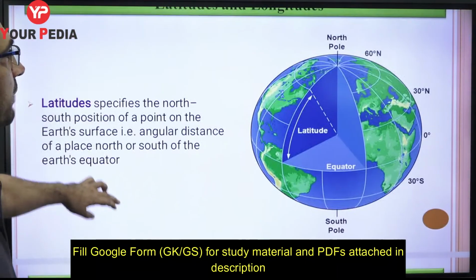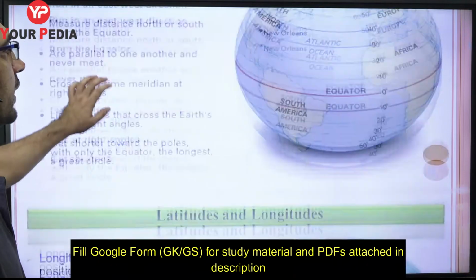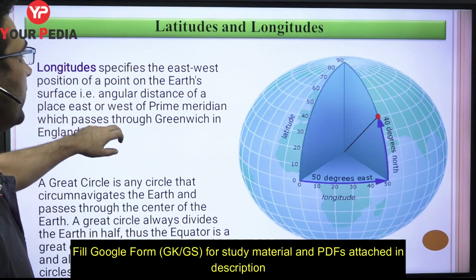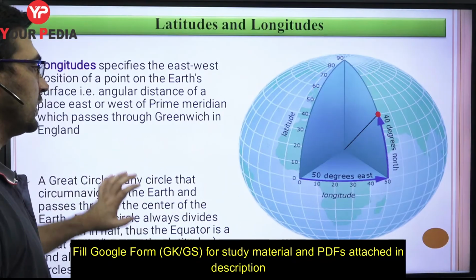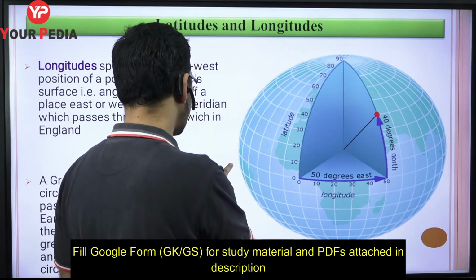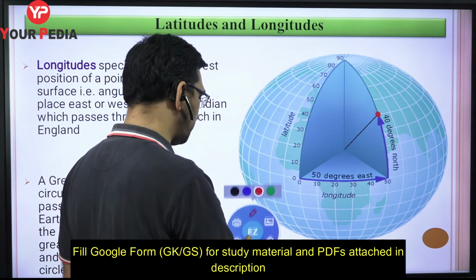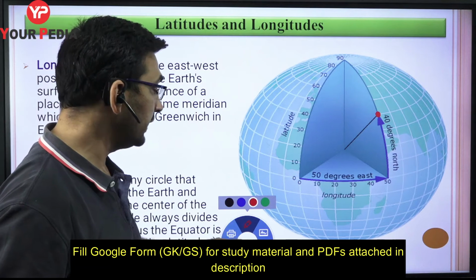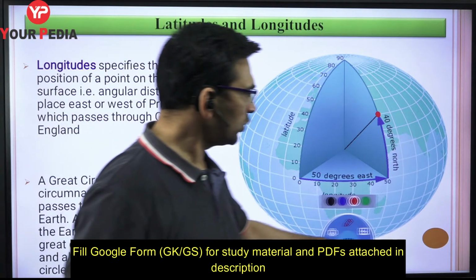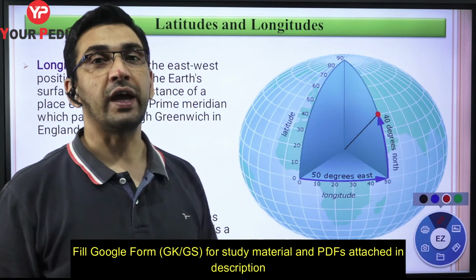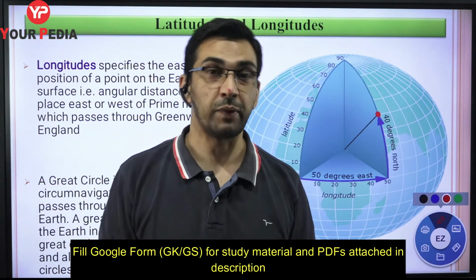So simply latitudes tell you the north or south position of a point on the surface of the earth with respect to the equator. But as I told you, this cannot tell you the exact position. It can simply tell you at what degree you are located on the north or at what degree you are located on the south. So in order to pinpoint your location exactly, we need to have one more parameter called longitude, right?